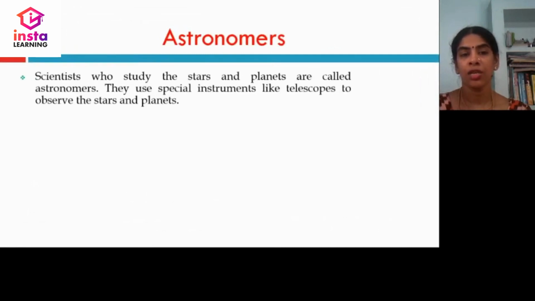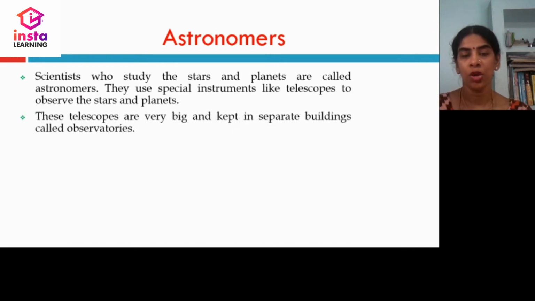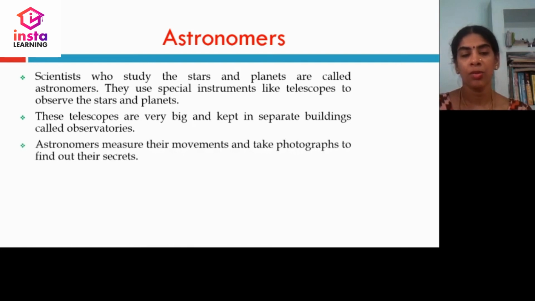Astronomers. Scientists who study the stars and the planets are called astronomers. They use special instruments called telescopes to observe the stars and the planets. These telescopes are very big and kept in separate buildings known as observatories. Astronomers measure their movements and take photographs to find out their secrets.